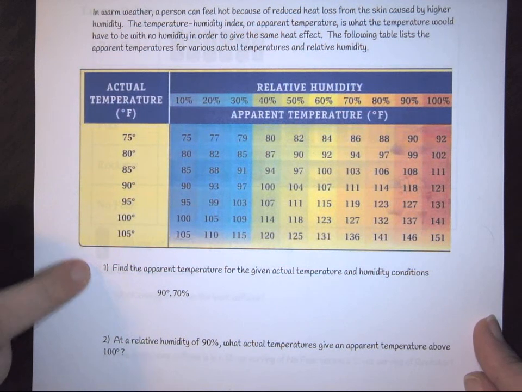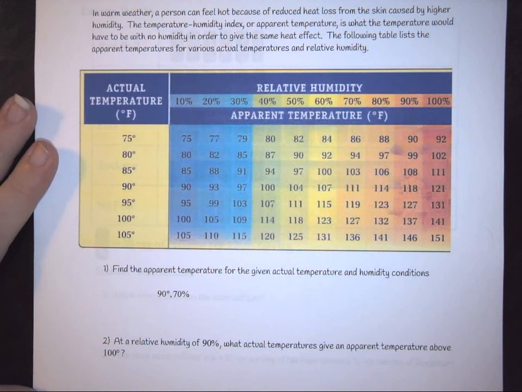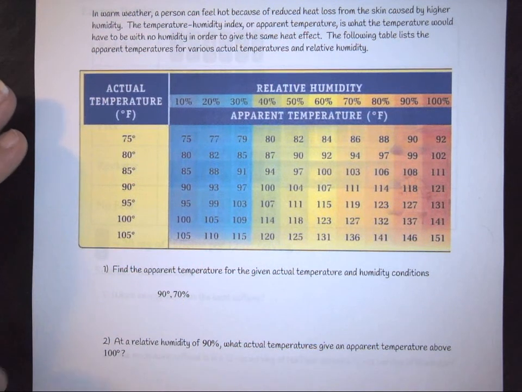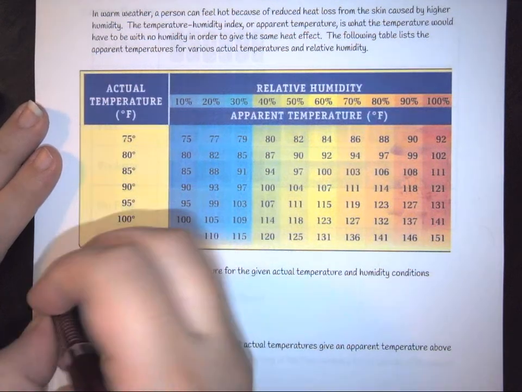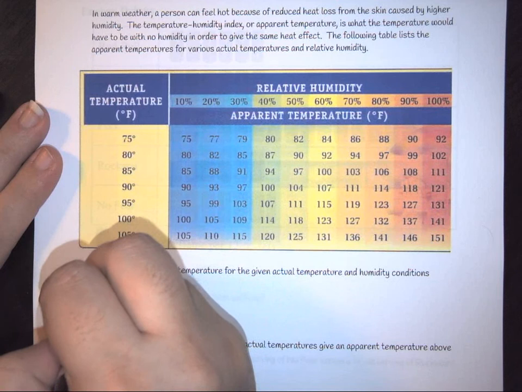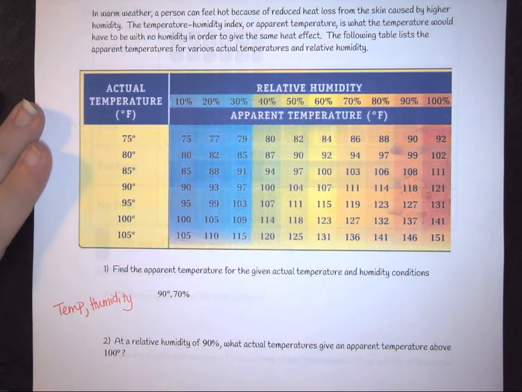The first question here says, find the apparent temperature for the given actual temperature and humidity conditions. So the little degree sign here means temperature. The percent means humidity. So when we were looking at this grouping pair here, we are looking at temp, then a comma, and humidity. Okay, those are what those numbers stand for. Temp is first.